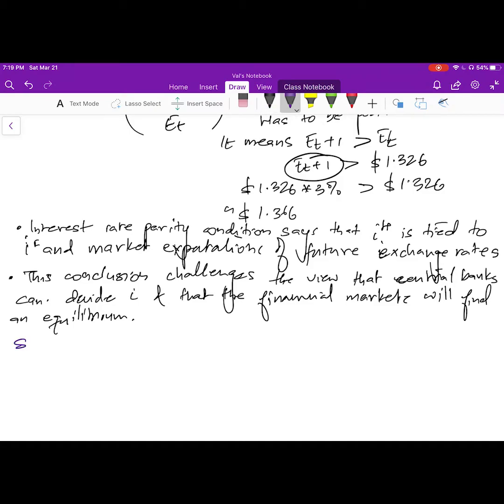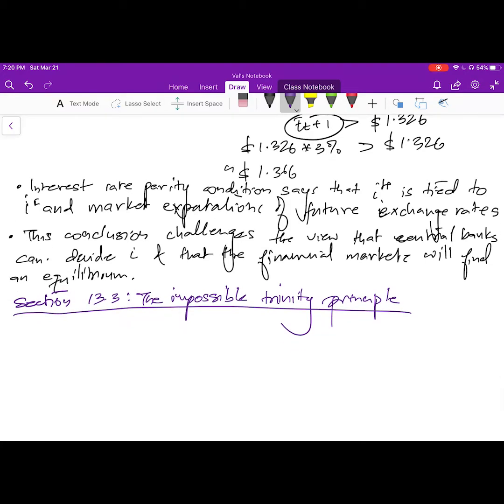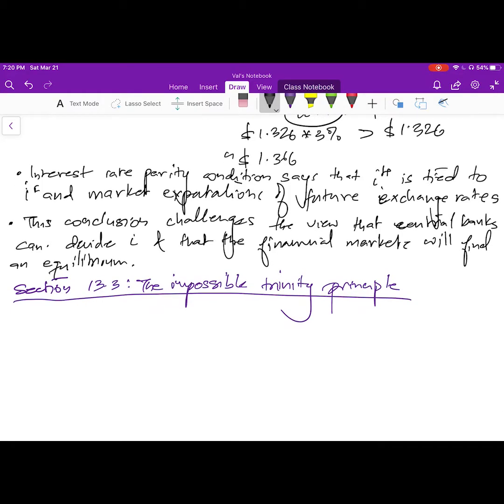In the meanwhile, let's move on to section 13.3, the impossible trinity principle. Keep in mind here that this topic is relatively important because I think there's an entire chapter dedicated just to the impossible trinity principle. So we're going to address this in detail right now.